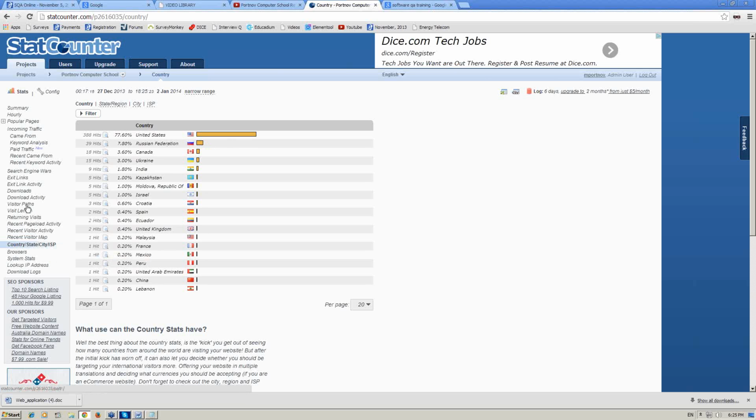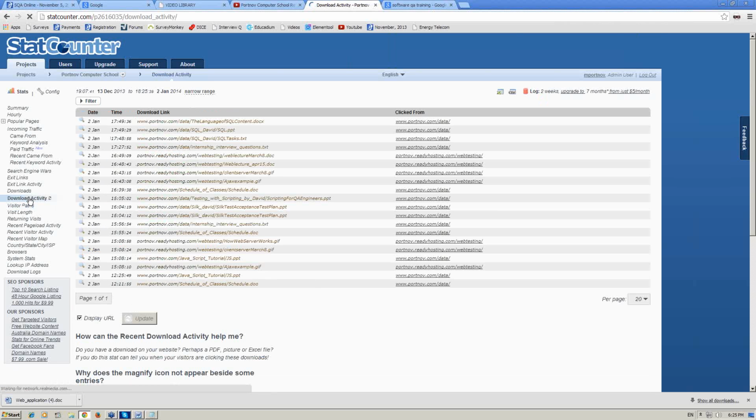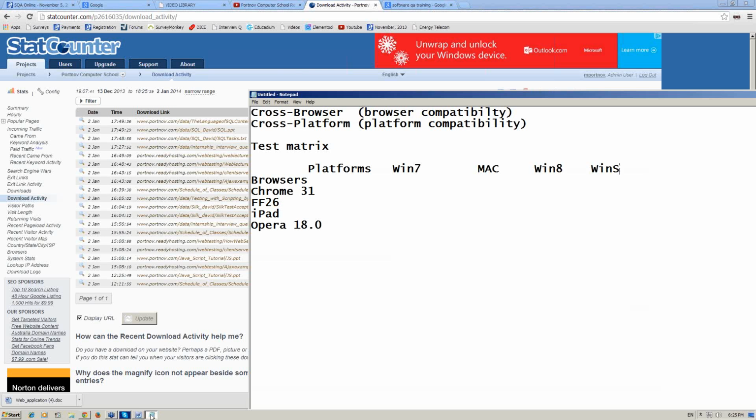What else? Visitor path, how they came to us. Download activity, if they download anything, I don't know. So lots of different things are available, but the good news for you is you are in QA. You are not making strategic decisions on what should be tested first and what is more important, what is less important. Your manager will tell you, most likely, unless you are a real senior person and they ask you to do the research and come up with a suggestion. But normally you're going to be given that.